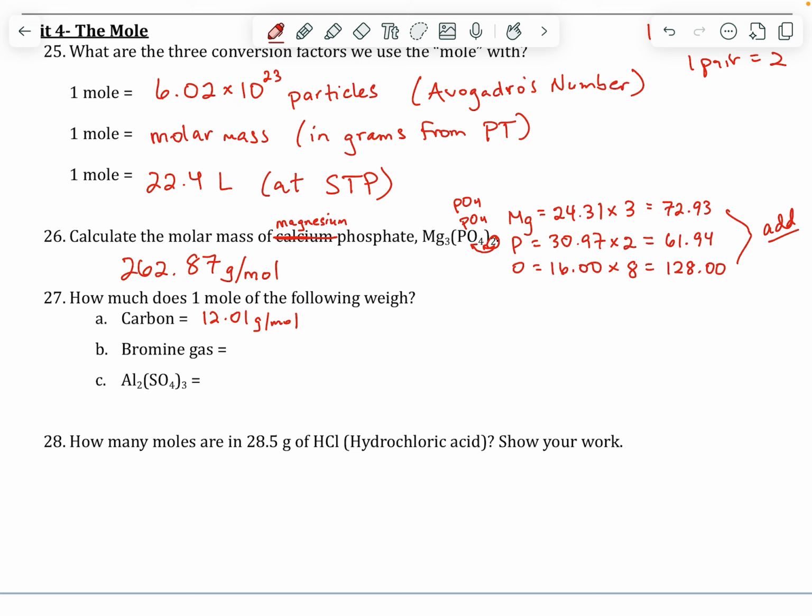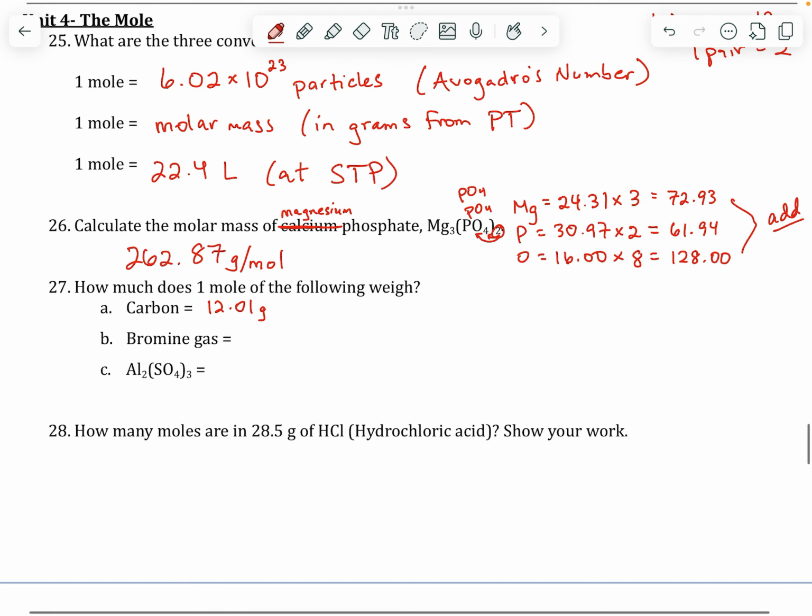And instead, because it says how much does 1 mole weigh already, I'm just going to say this is how much it weighs. We know that it's per mole anyway. Bromine gas, your first instinct might be to put 79.90 grams. However, we do have to multiply that by 2 because bromine is a diatomic element, which means it's actually Br2. So 79.9 times 2 gives us 159.8. So there's 159.80 grams equal to 1 mole.